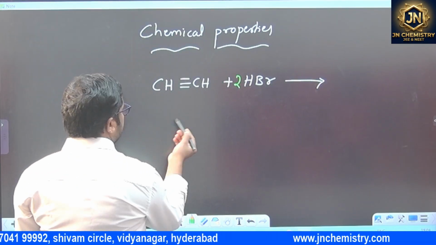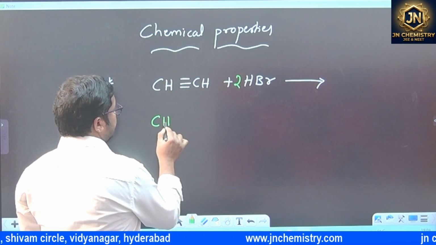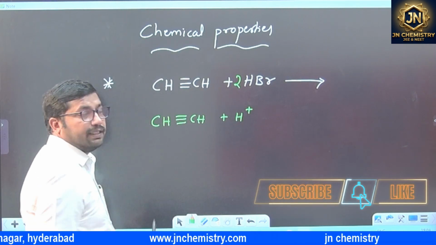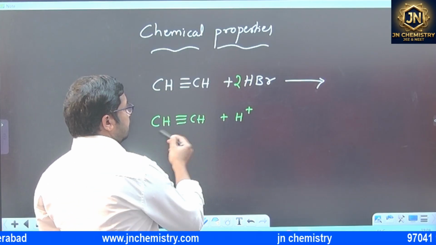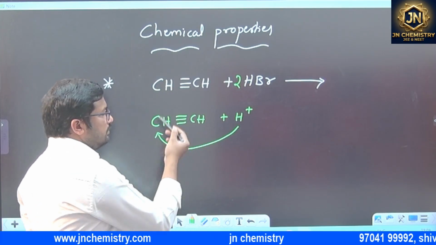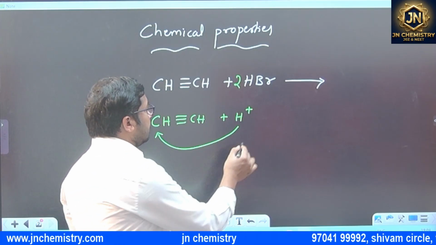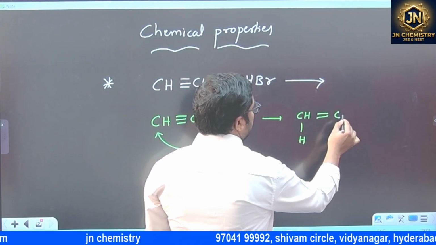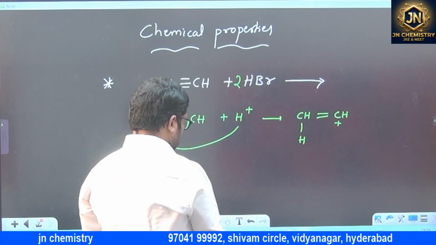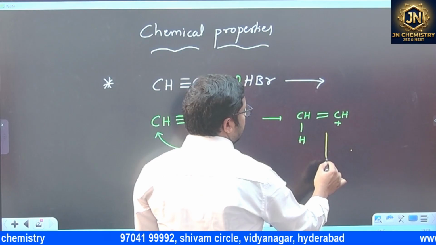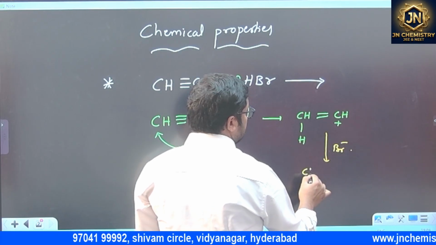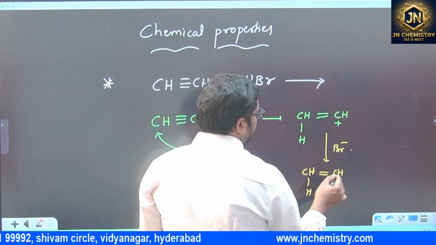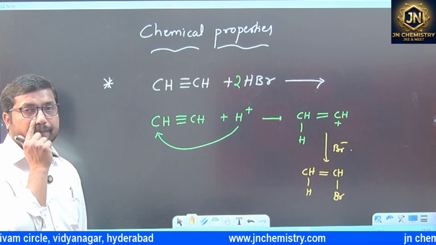So in the first mole, what exactly happens? HBr gives H plus and Br minus. For example, this is a symmetrical alkyne, so I'm just attacking over here. The H plus attacks, giving CH, H double bond, CH positive charge. Next, Br minus attacks, giving CH, H double bond, CH Br. This is the first mole.